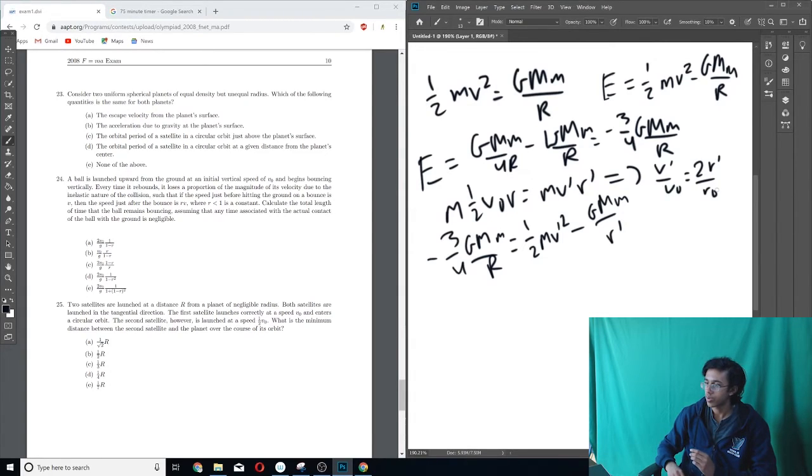And then, what could we do? If we plug it into this, okay, this is gonna get kind of nasty, but we gotta do it. Alright, so negative 3/4 GMm over r is equal to 1/2. Alright, I'll just write this out. Let's hope it works out.